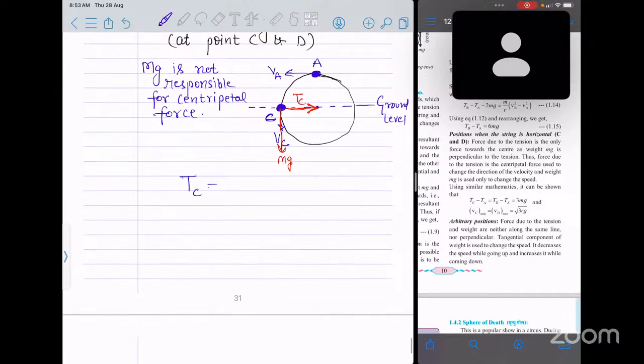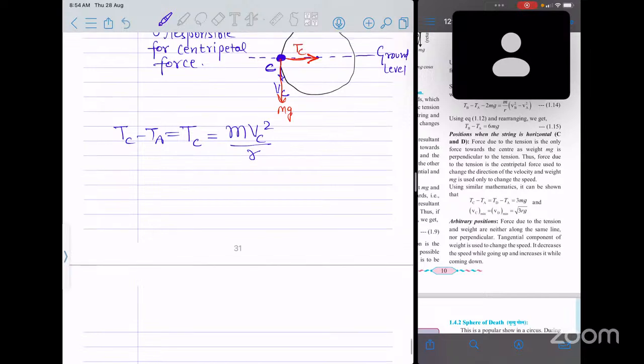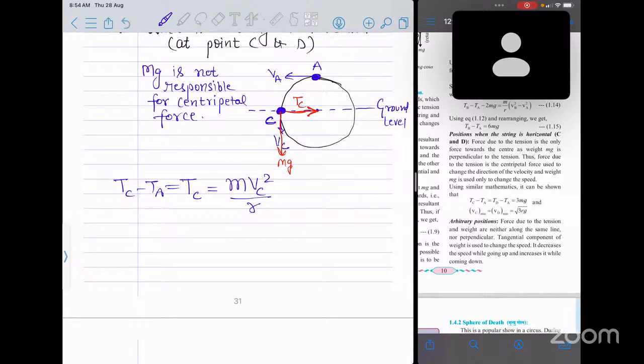Tension is equal to M times velocity at point C squared by R. So if you want to find the tension at point C, TC is equal to m VC square by R. And remember, tension at point A is 0, so TC minus TA is the same as TC. Now we will try to find the velocity, because if I have the velocity, I can find the tension easily. For that, again, I will use the work energy theorem between point A and point C.